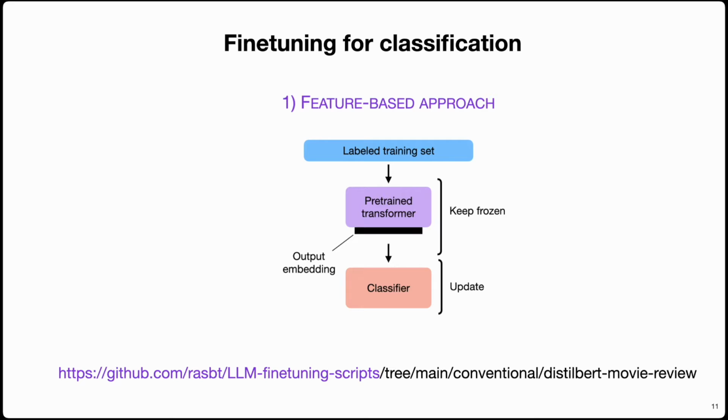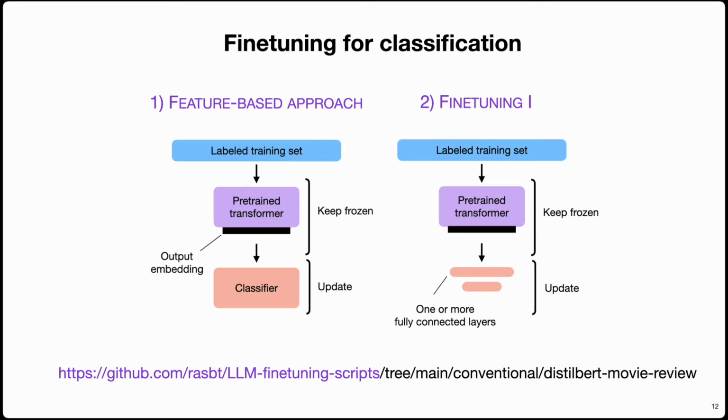The most, I would say, efficient or cheapest approach would be the feature-based approach, where we have a labeled data set. We take a pre-trained transformer, a pre-trained large language model, and we keep the model frozen. So what we are doing here is we are just extracting embeddings, and then we are training a classifier based on the embeddings. So this classifier could be a classic support vector machine, logistic regression, or anything you really prefer. So it could be something cheap and efficient, for example.